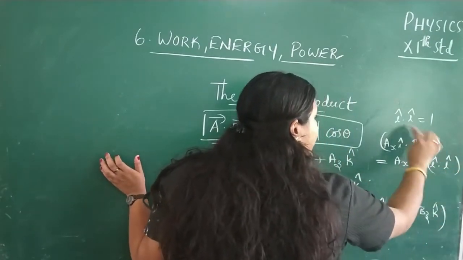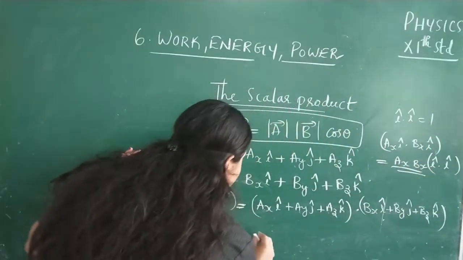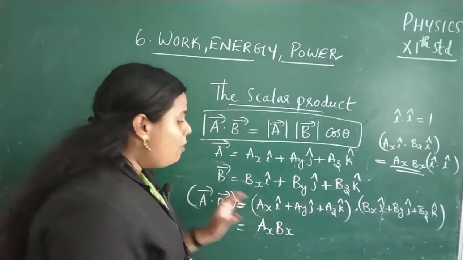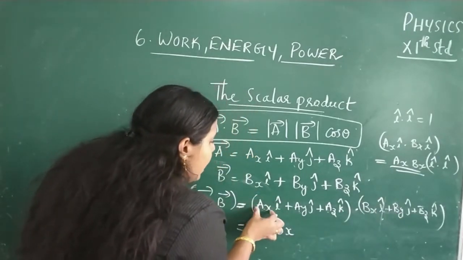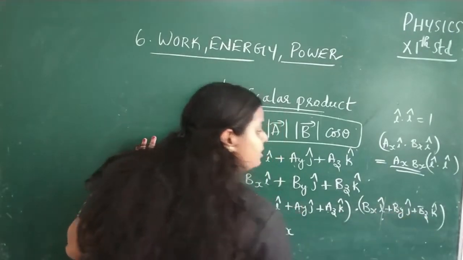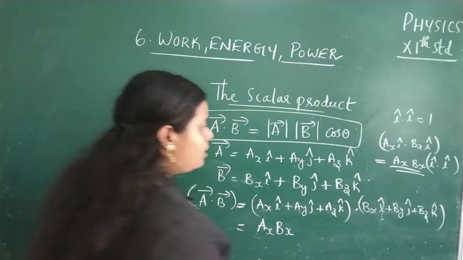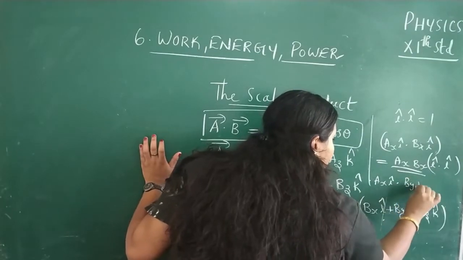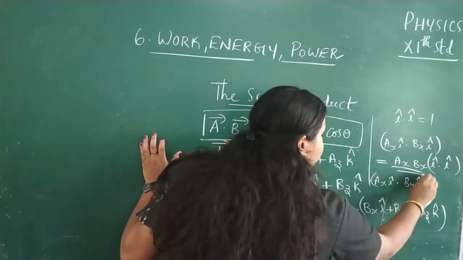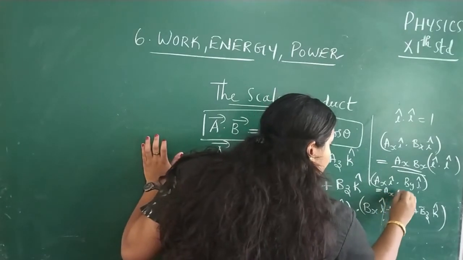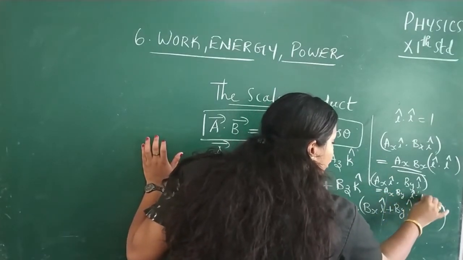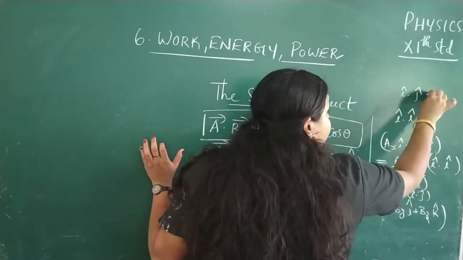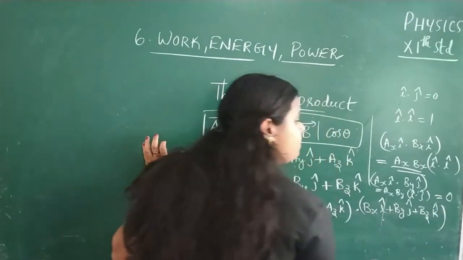And what is i cap dot i cap? That is 1. So the answer will be AX BX. So the first term will be AX BX. Now what about the second term? For the second term we have to multiply AX i cap with BY j cap, that is, take the scalar product. So the answer will be AX BY into i dot j. And what is i dot j? Yes, we discussed just before that i dot j is equal to 0. So here the answer will be 0.